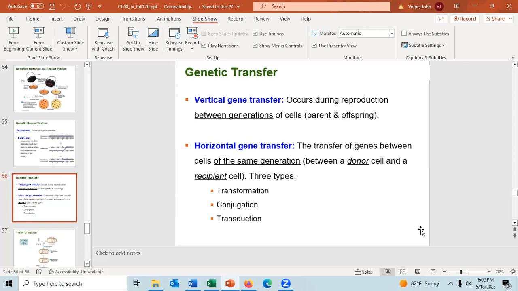Horizontal gene transfer is the transfer of genes between cells of the same generation, meaning DNA leaves the donor cell and then enters the recipient cell. There are 3 types of horizontal gene transfer. There's transformation, conjugation, and transduction.